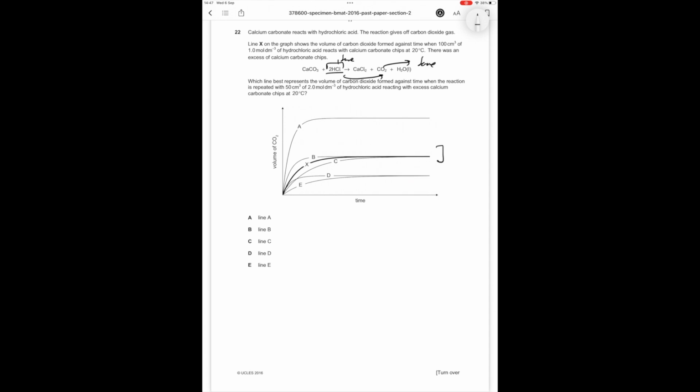Now, simply because we are using a more concentrated acid in the second experiment, the initial rate is going to be a bit faster, so therefore line B is the correct answer.